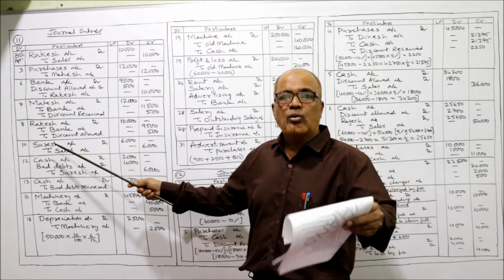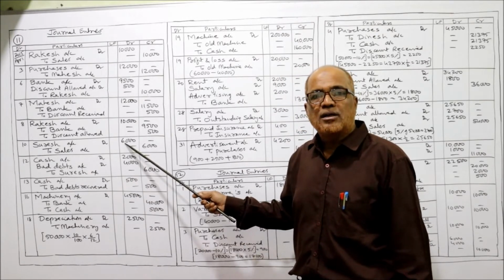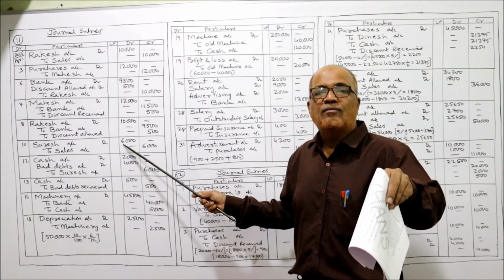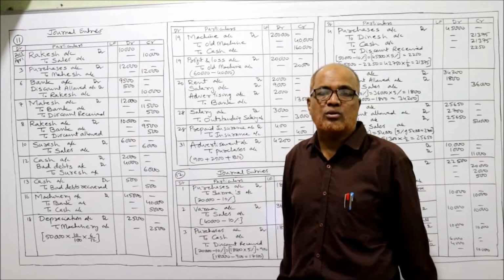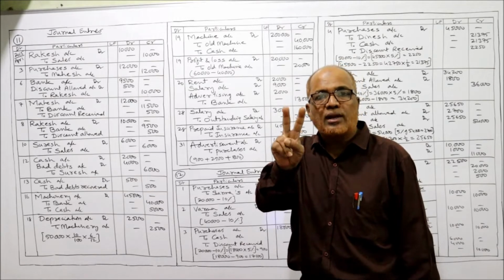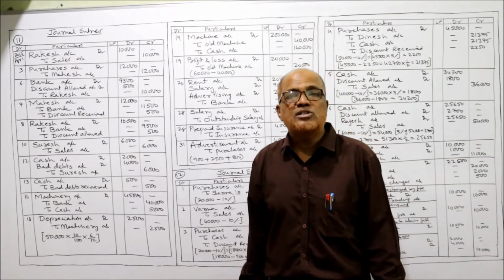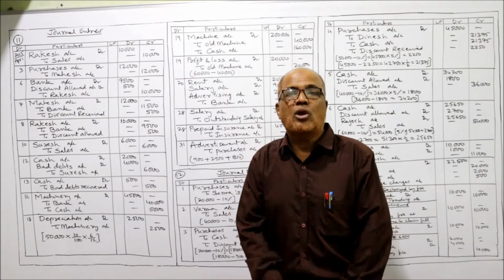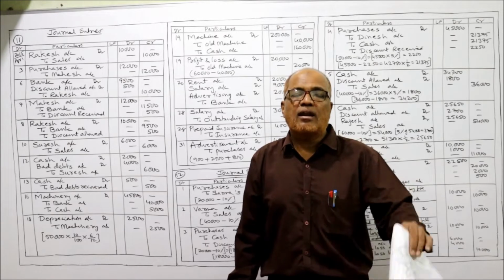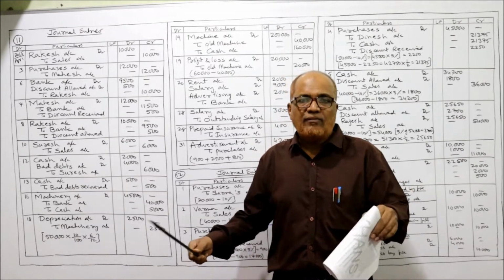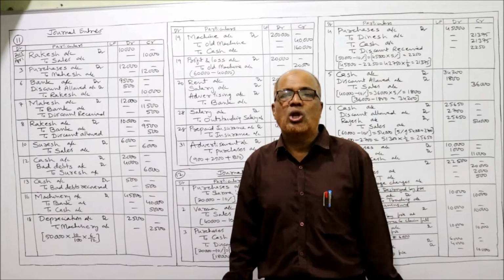How much amount do we have to receive from Suresh? 6,000 rupees we have to receive. But because he has become insolvent, we are receiving only 2,000 in full settlement of his account. The business receives only 2,000. Actually, how much do we have to receive? 6,000. So how much is the loss? 4,000 rupees loss. That is called bad debts, the debts which are irrecoverable. Actually, we have to receive 6,000, but we are receiving only 2,000. 4,000 rupees is a loss.